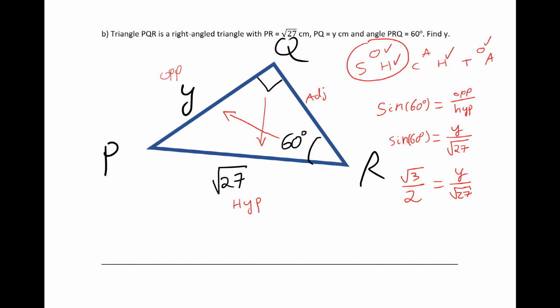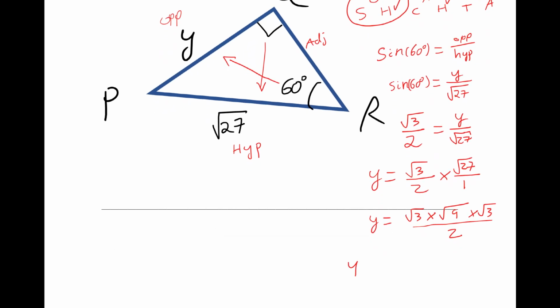To get y on its own, I multiply both sides by root 27. So I have y is equal to root 3 over 2 times root 27, which is the same as root 27 over 1. So I have y is equal to root 3 times root 27, which I know is root 9 times root 3, all over 2. So I have y is equal to root 3, which is just 3, times root 9, which is 3, over 2, which just gives me 9 over 2, which is 4.5 centimeters.